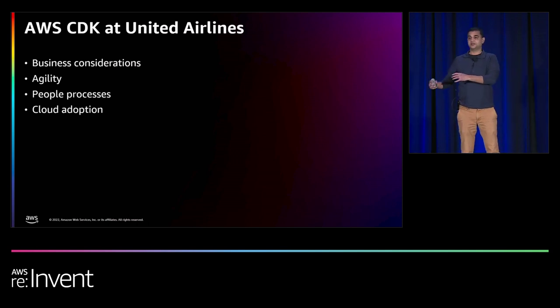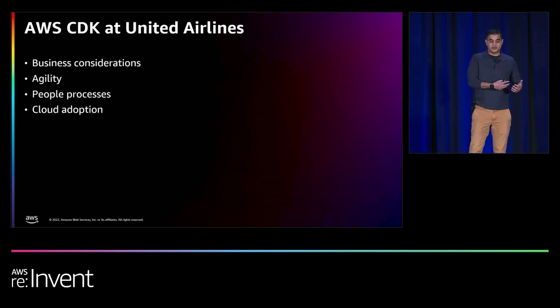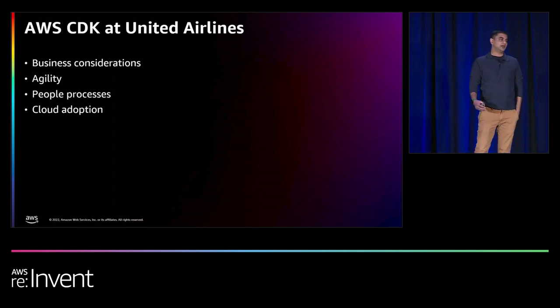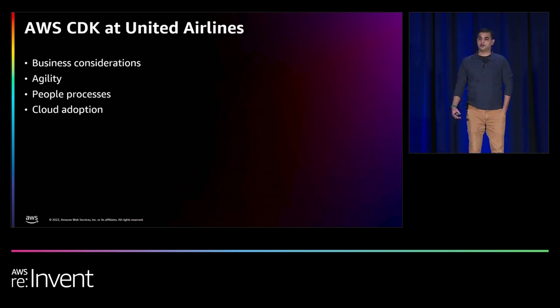So that's the business aspect of it, right? And then there are a few technical capabilities that organizations need to build their muscle on. Agility gets talked about quite a bit. So at the moment, United has hundreds of applications in production running on AWS.